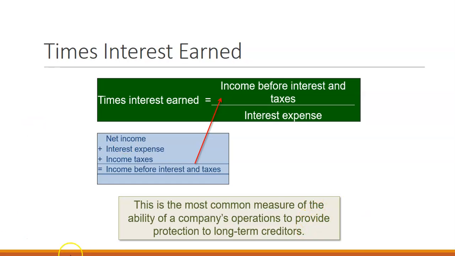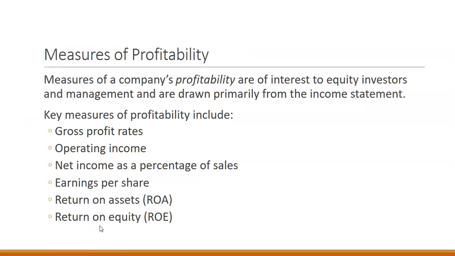Now we're going to look at measures of profitability. So measures of profitability are things like gross profit rates, what is our operating income, what is our net income as a percentage of sales, so how much of our net income is eaten up by all of our expenses, what is our return on assets, and what is our return on equity.